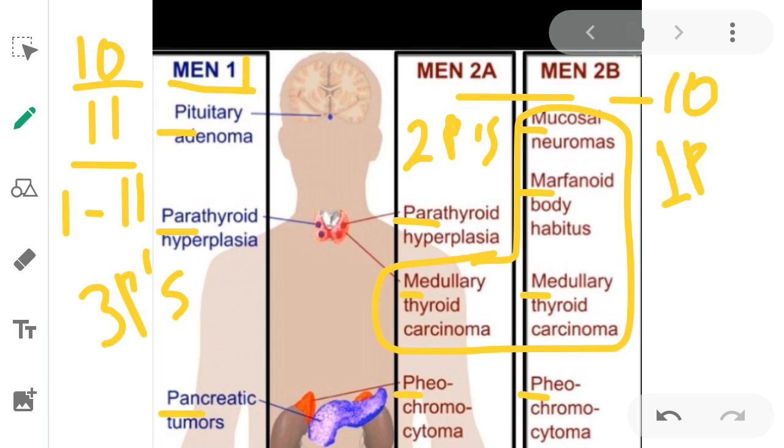One important thing which you have to remember here is that there is no involvement of parathyroid glands in MEN2B. That's it for today.